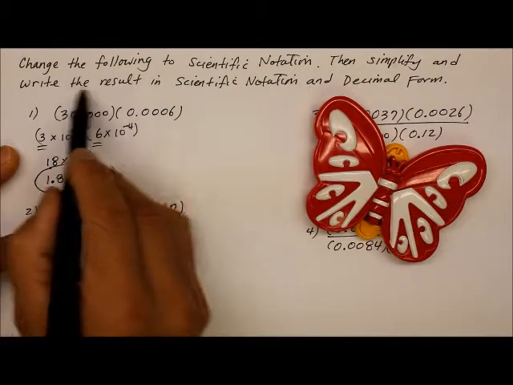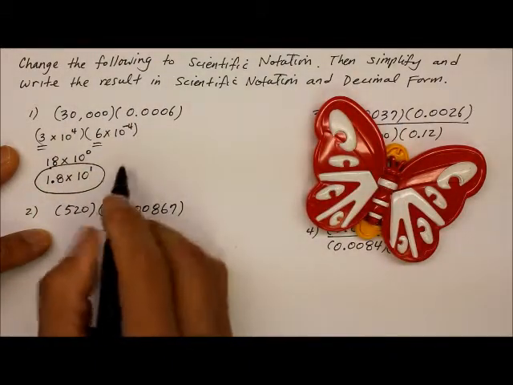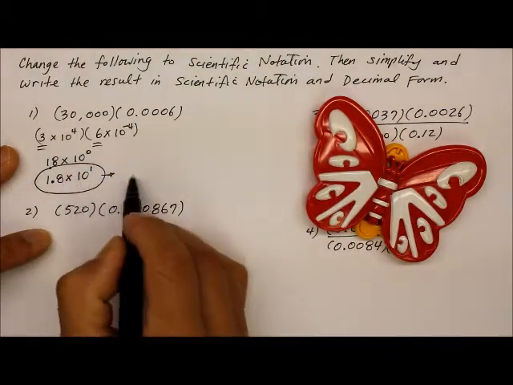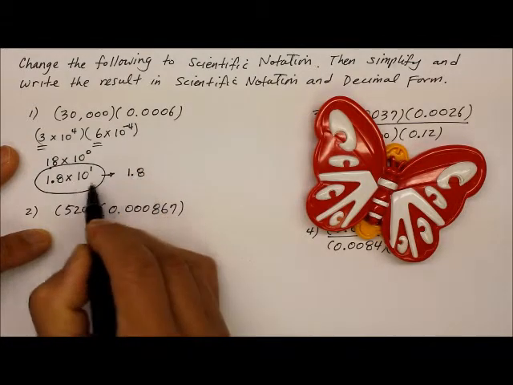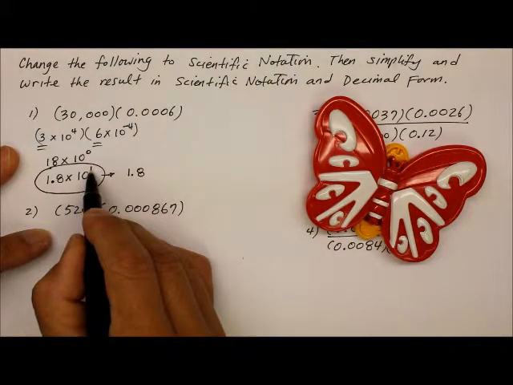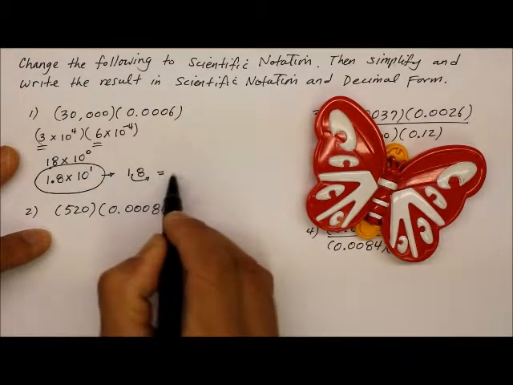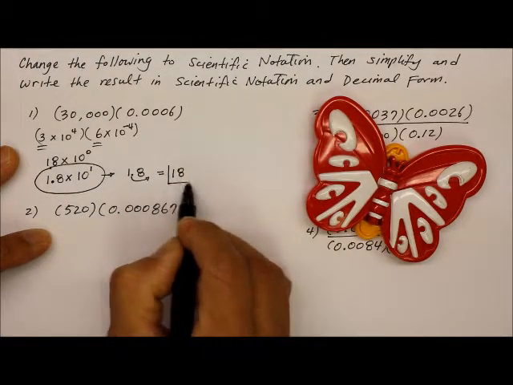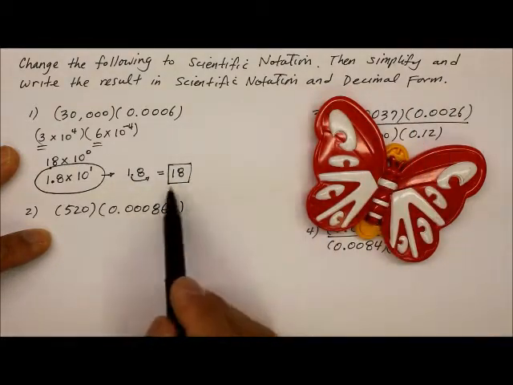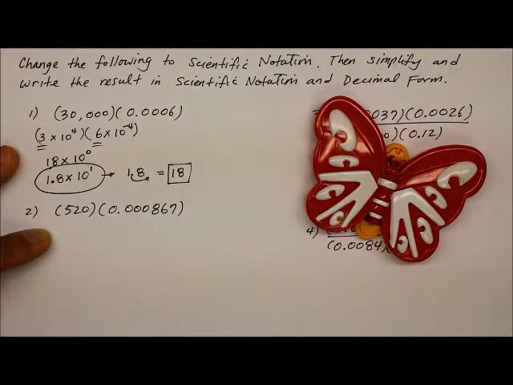So that is your scientific notation when you multiply these two numbers. Now, the last part of the instruction says to make it in decimal form. Well, that's easy. Simply take 1.8, and it says to move the decimal 1, and since it's positive, to the right. So the final answer becomes 18, and that's the decimal form, 18.0 if you want.